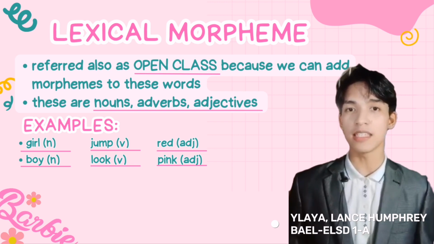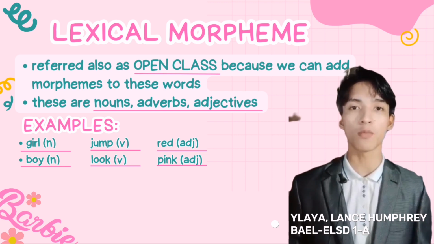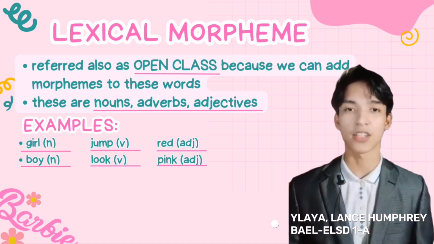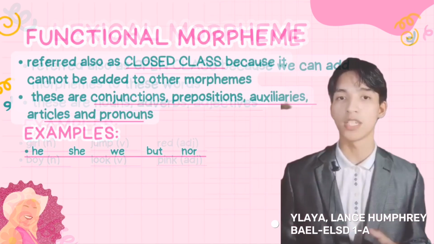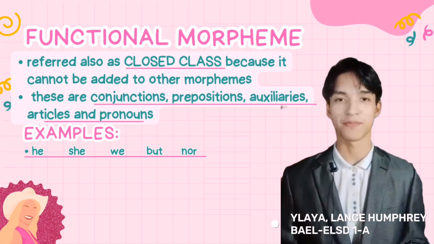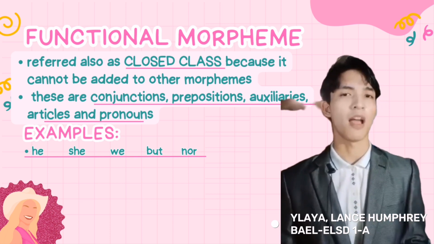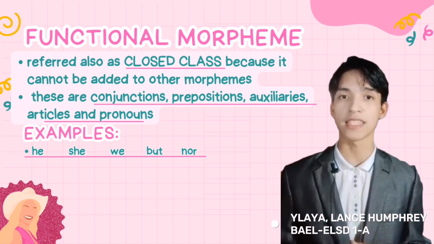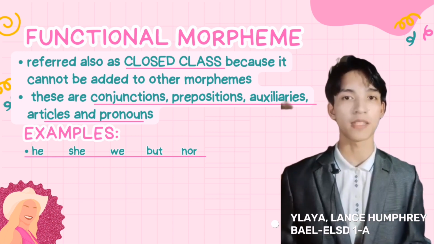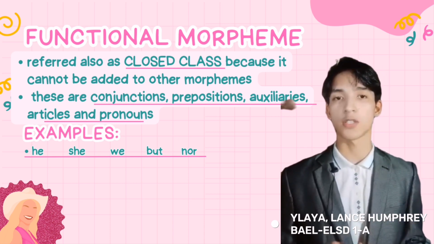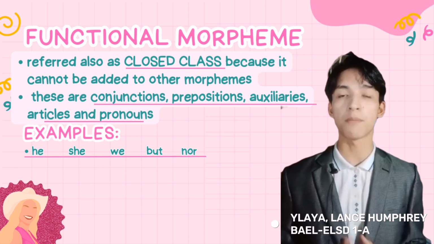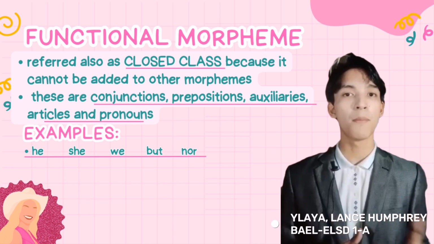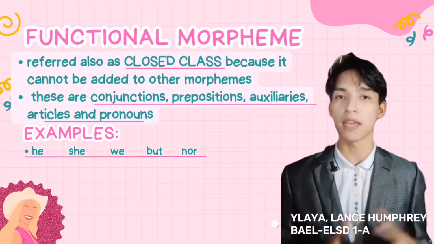Since Miss C discussed the first category of free morpheme, which is the lexical morpheme, let's move on to the second and last category of free morpheme, which is the functional morpheme. What is functional morpheme? Functional morpheme is also referred to as closed class because it cannot be added to other morphemes. These are conjunctions, prepositions, auxiliaries, and pronouns. For example, he, she, we, but, nor, they, and many more.